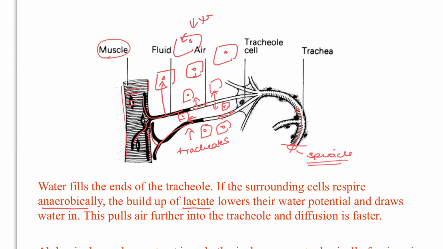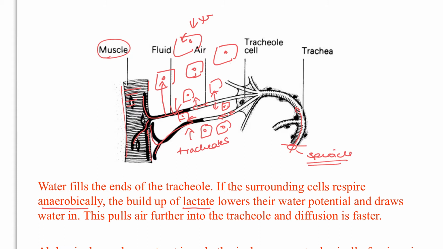And now there's more area available for air to enter the tracheole, and the rate of gas exchange increases. As the rate of gas exchange increases, the cells surrounding the tracheole have access to more oxygen. They do less and less anaerobic respiration. Their water potential increases, and then water returns back into the tracheole, and the rate of diffusion of gases decreases again.